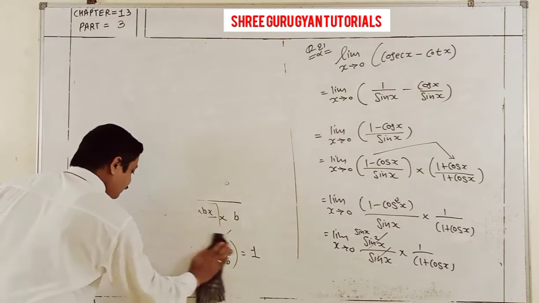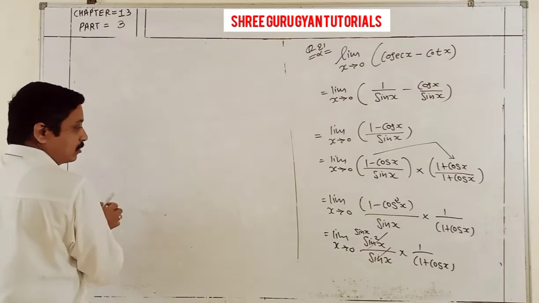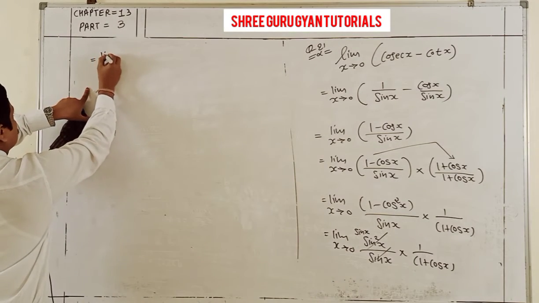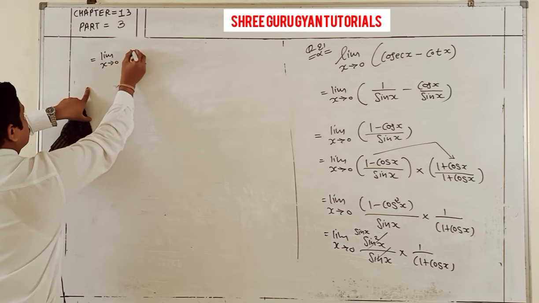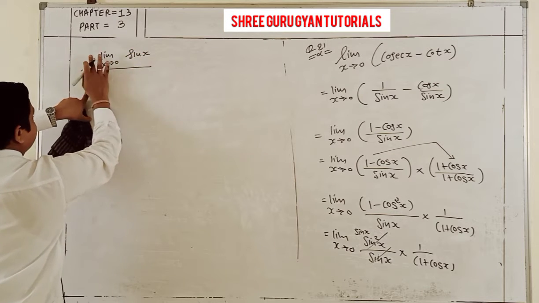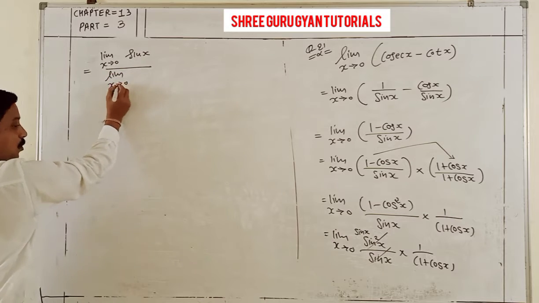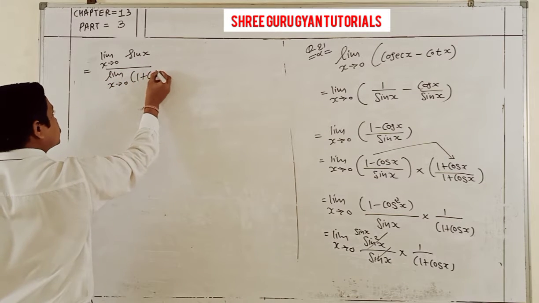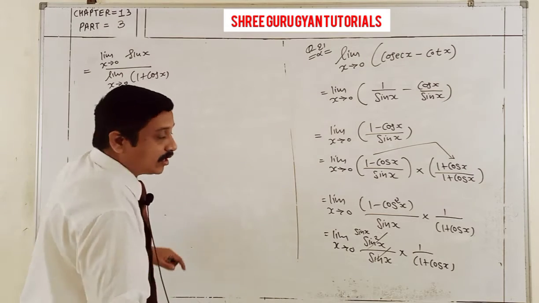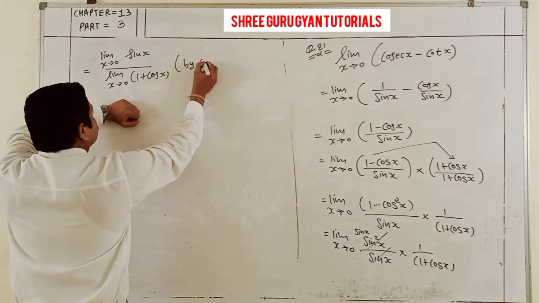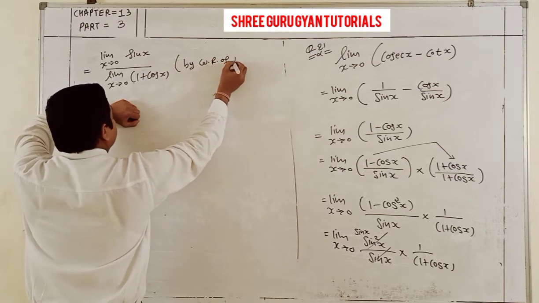Simple way. So limit x tends to 0 of sin x by the limit x tends to 0 of 1 plus cos x, by the working rule of the limits.